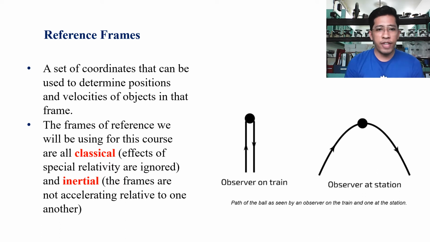The frames of reference we will be using for this course are classical, meaning the effects of special relativity, which Einstein is known for, are ignored. And also, the frames of reference are inertial, meaning the frames are not accelerating relative to one another.